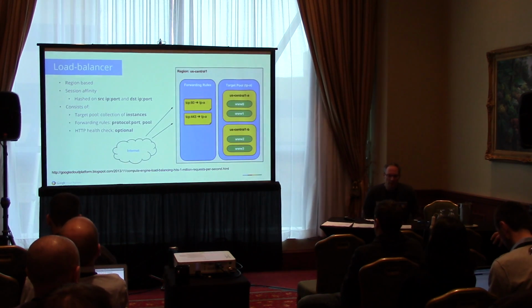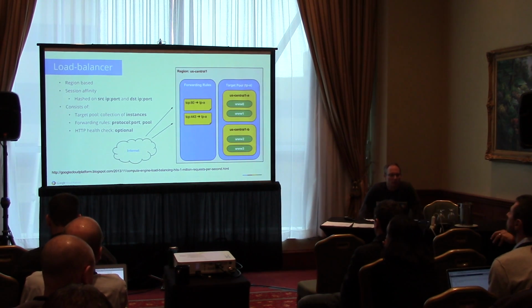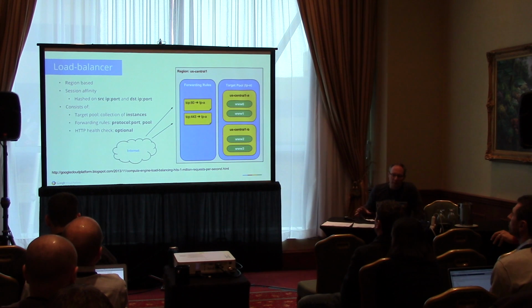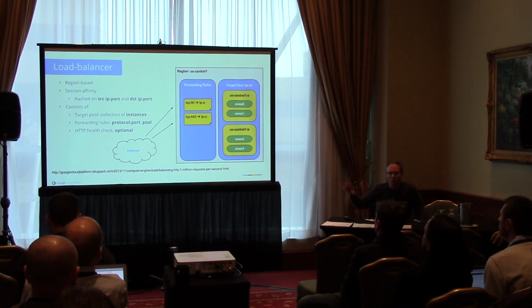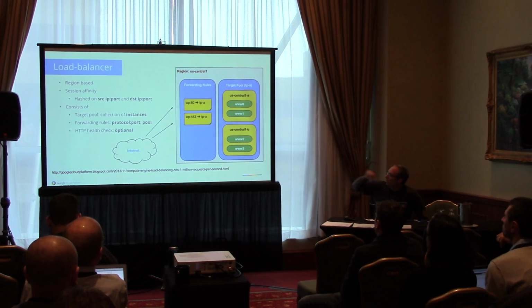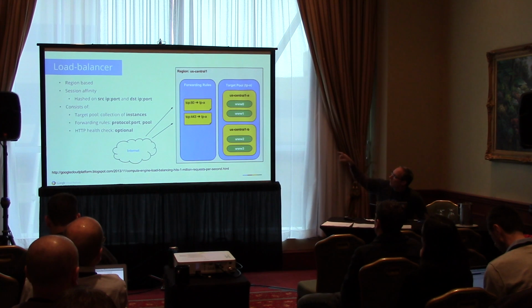On our load balancer, this is a relatively new feature. I think we came out with it over the summer. It's region-based, and within regions we have multiple zones. So you'll see here the big gray box is our US Central 1 region, and within that I've got yellow boxes over here on the right-hand side, with US Central 1A as one zone and 1B as another zone.